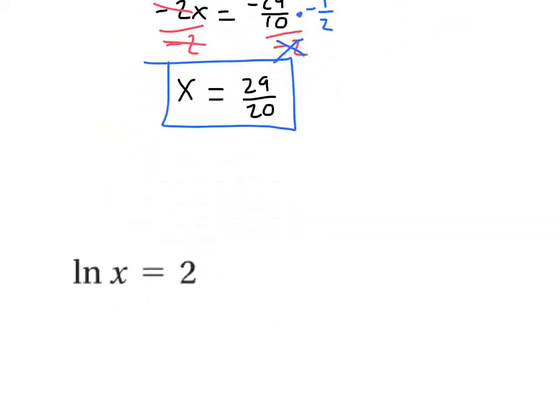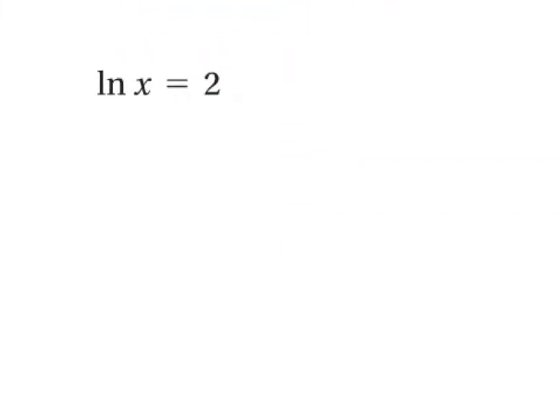Let's try another one. Hey, this one right below. That looks like that should be easy. Natural log x equals 2. How am I going to get rid of that natural log? I can't solve for x until I get rid of the natural log.